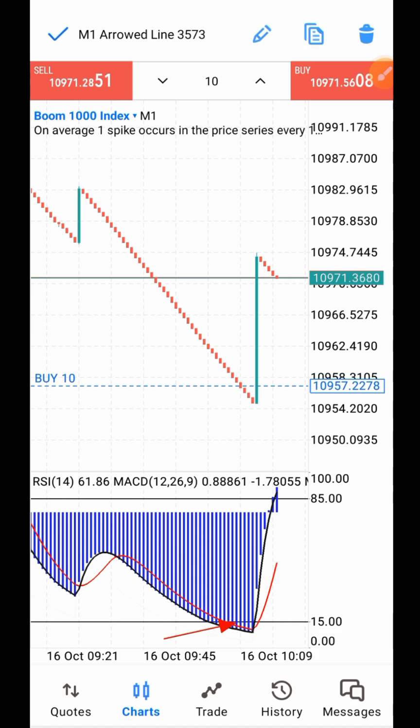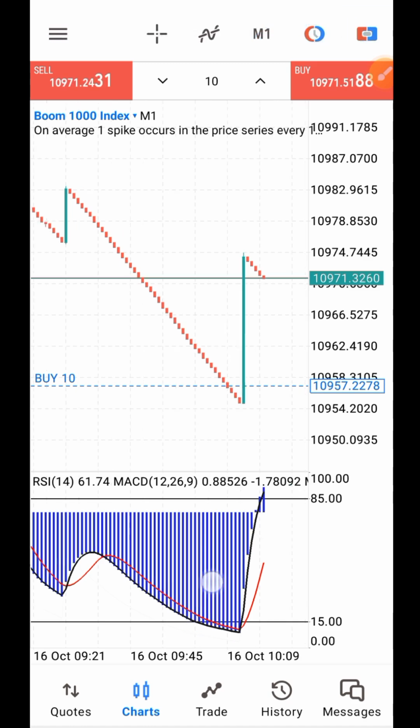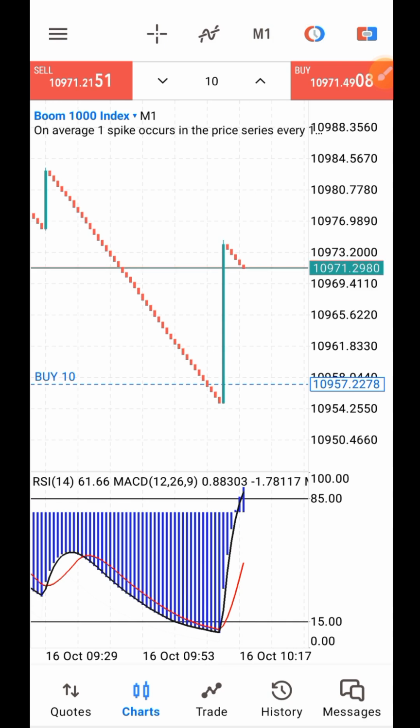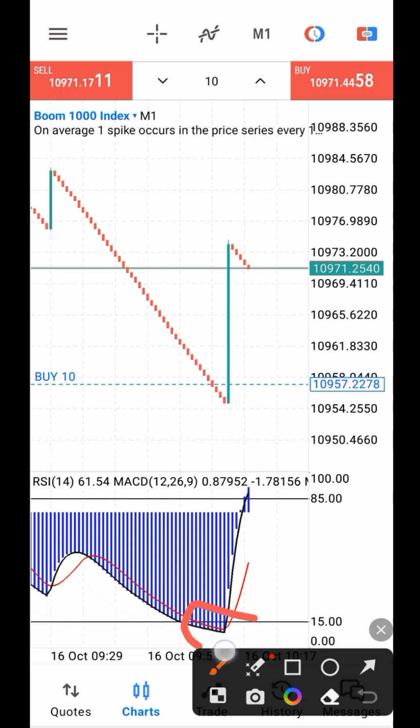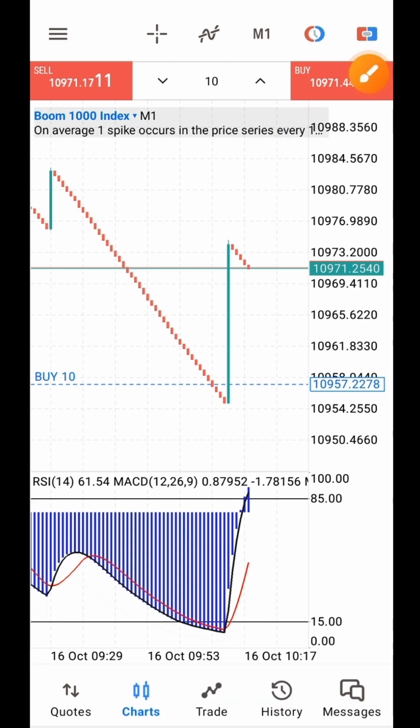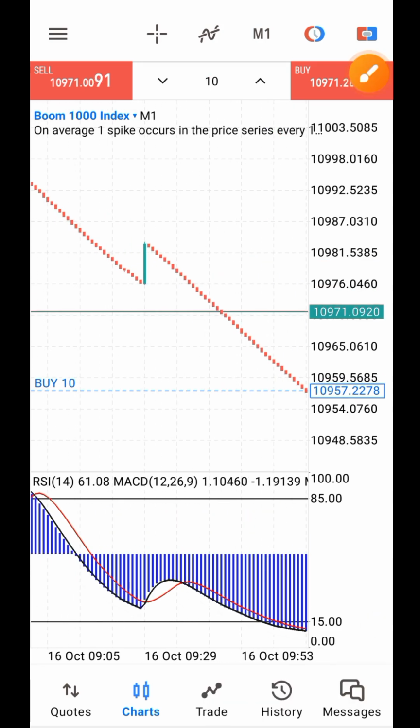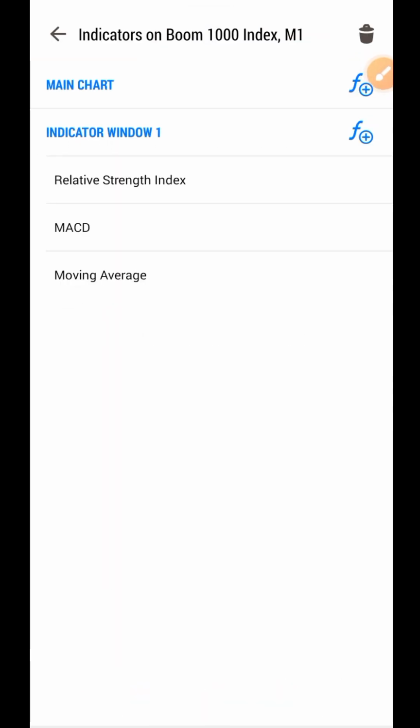Then how do we know that multiple spikes are going to happen? Like I said, if the cross between the moving average and the MACD goes below the 15 of RSI, that means there's still going to be multiple spikes. That is why I said I'm still expecting more spikes to happen with this trade. You understand? So let me quickly show you the settings for this strategy.